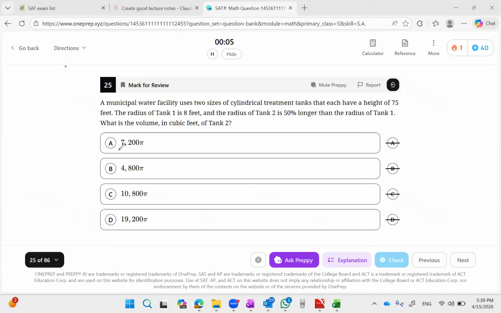Okay. Question 25. The water facility uses two sizes of cylinder treatment tank that each have a height of 75 feet. The radius of the first tank is 8, and the radius of the second tank is 50% longer than the radius of the first tank. So for the first tank, A or tank 1, the height is 75, and for tank 2, the height is 75. But the radius of the first one is 8, and the radius of the second one is 50% longer than tank A. So what is the radius of the second?